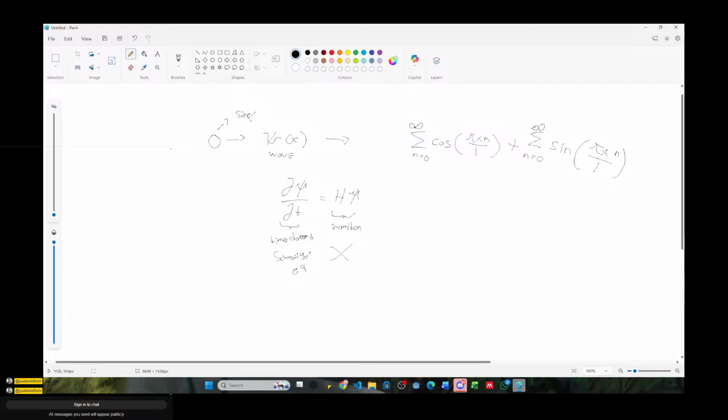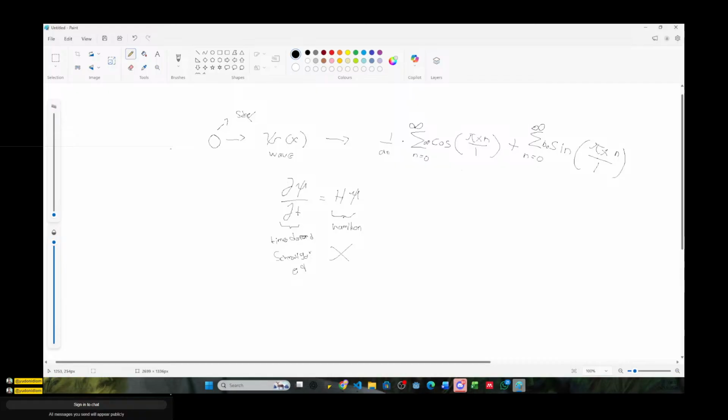Sorry guys. A0, B0. I think there's something here, like 1 over n, like this, right? Tell me if I'm wrong. Okay, this is a Fourier transform.